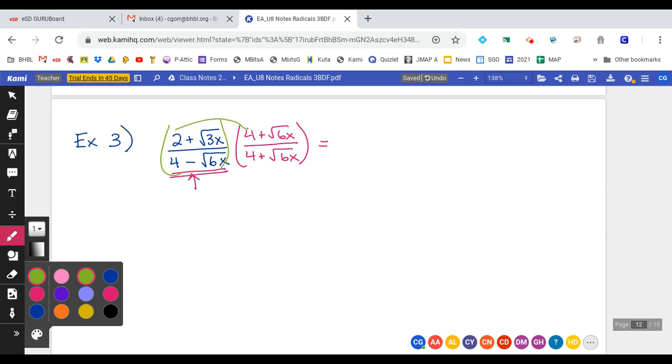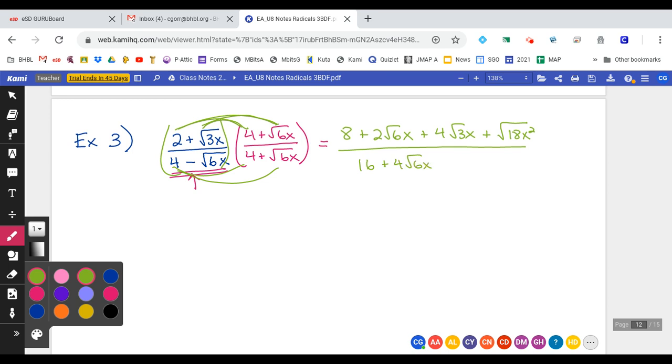So 2 times 4 is going to give me 8 plus 2 radical 6x plus 4 radical 3x plus radical 18x squared. And now I'm going to double distribute here. So 16 plus 4 radical 6x minus 4 radical 6x minus 6x. Now we just got to clean some things up.